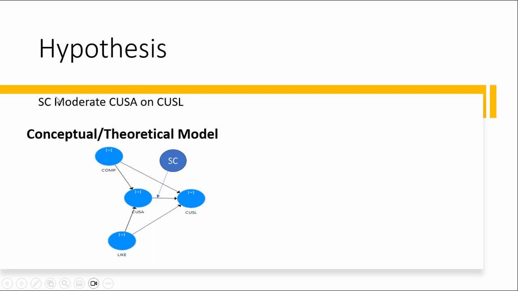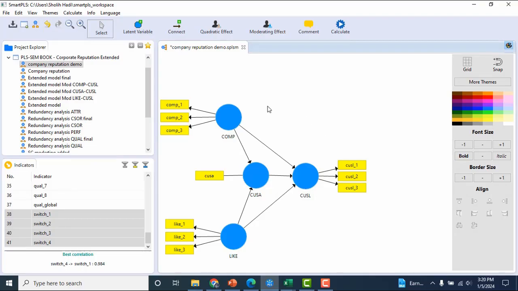And for the hypothesis, switching cost moderates customer satisfaction on customer loyalty. This is the conceptual model: customer satisfaction and customer loyalty is moderated by switching costs here. Okay, I will go to the software. I will demo how to analyze the moderation effect.